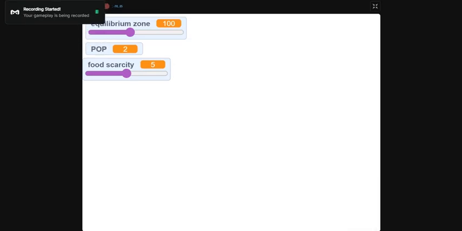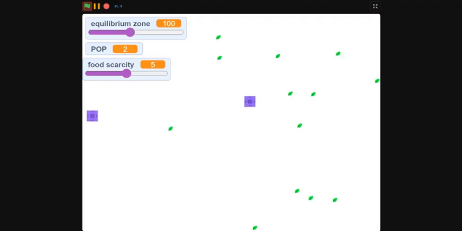Hello everyone. Today we are gonna be simulating natural selection. So what is natural selection? I'm just gonna show you. We start off with some cubes and they're gonna eat the food.